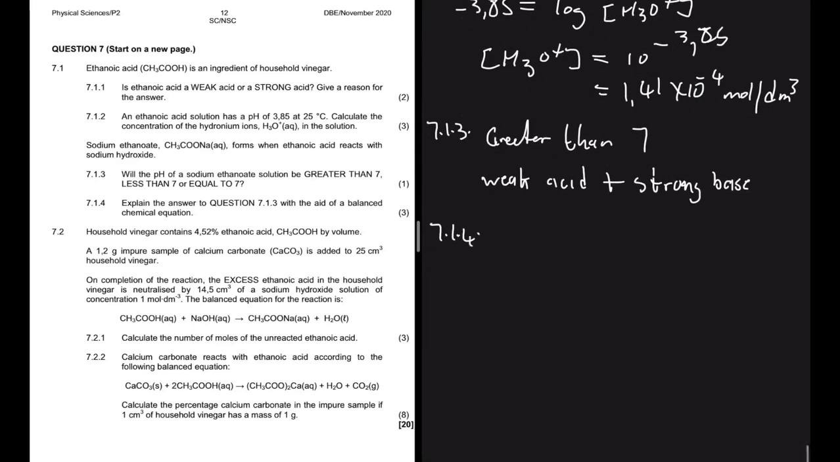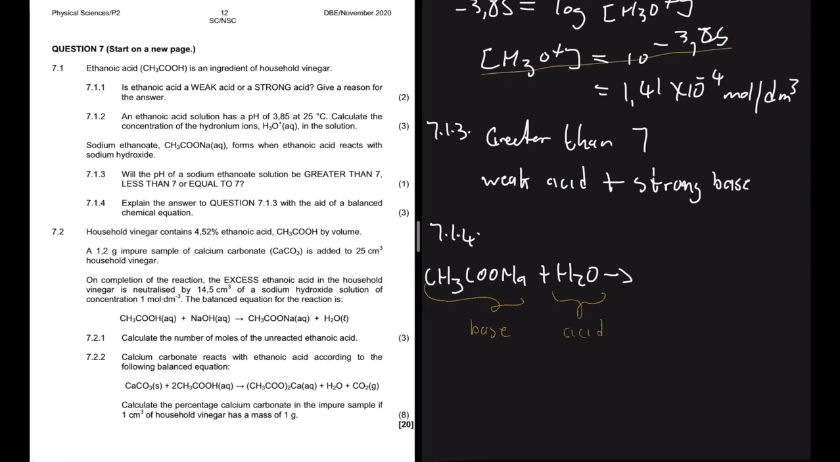And then we have 7.1.4, which says explain the answer to question 7.1.3 with the aid of a balanced chemical equation. So let's put sodium ethanoate in water and see what happens. So we have CH3COONa plus H2O, and then this is supposed to give us something, right? So because we're saying that this is a base, right, because it has a pH of greater than 7, so this has to be an acid.